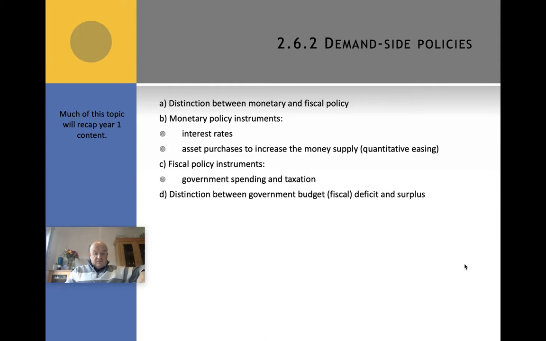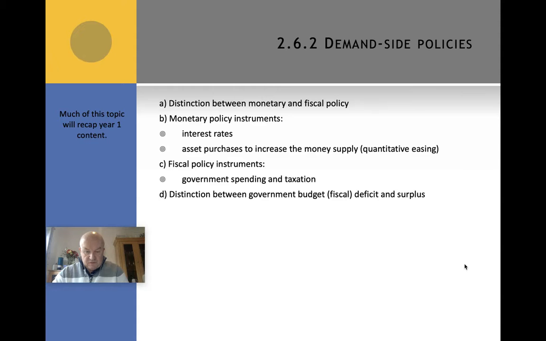Then we're going to look at the difference between the government budget deficit and surplus, where we're talking about the fiscal deficit and potentially a fiscal surplus. That's the difference between the amount of money raised in taxation and the amount that the government chooses to spend. So if it chooses to spend more than it raised in taxation, then there is a budget deficit, a fiscal budget deficit.